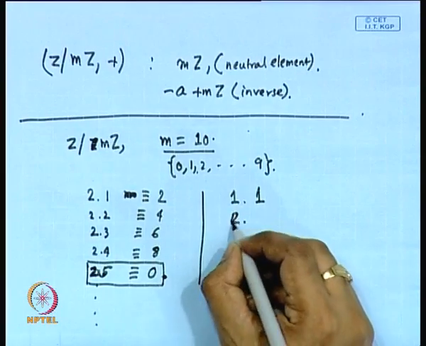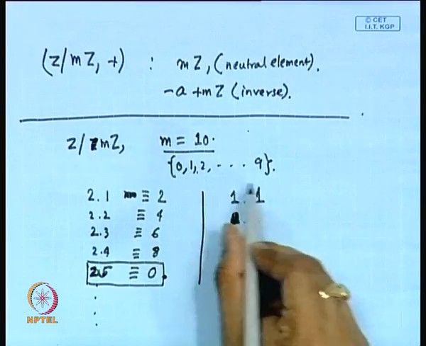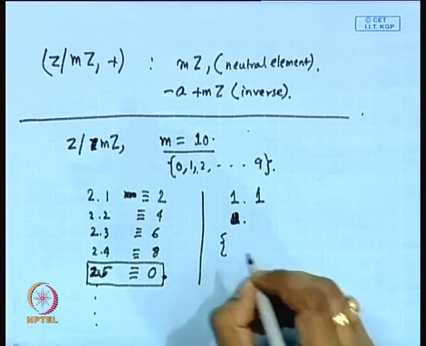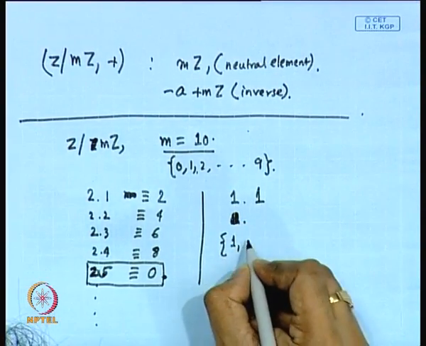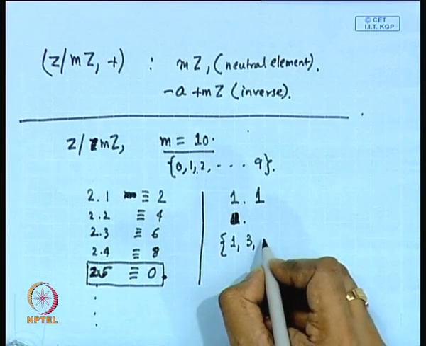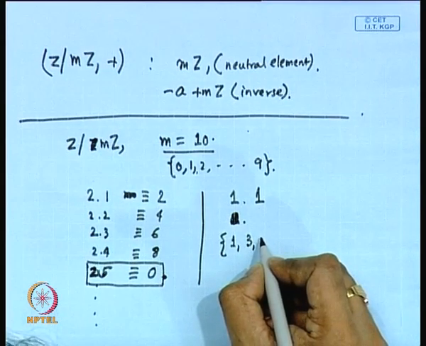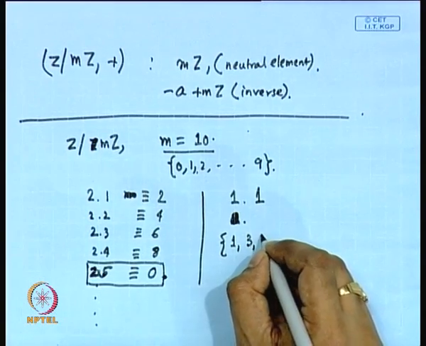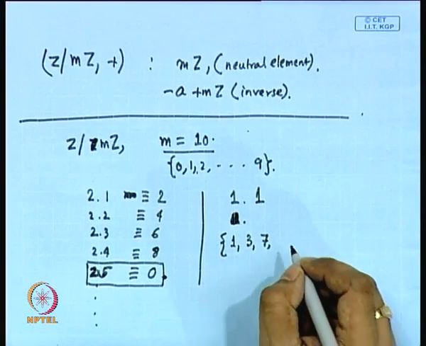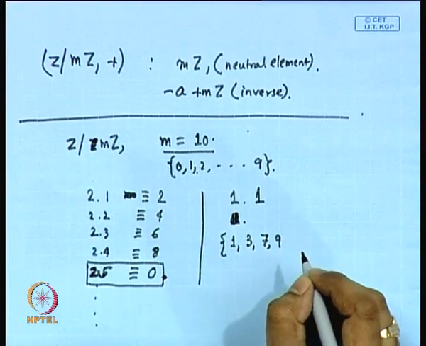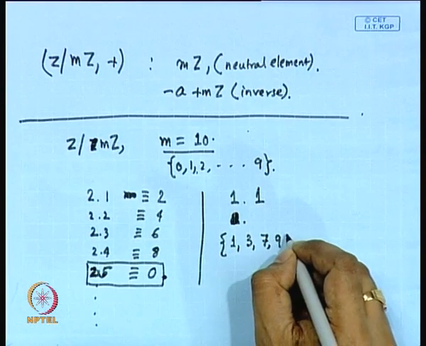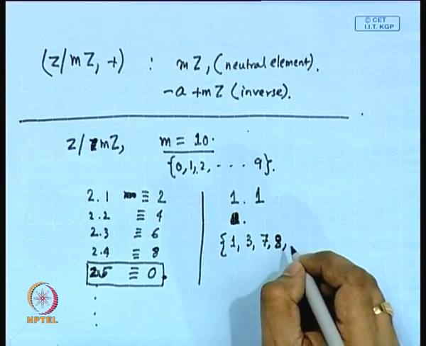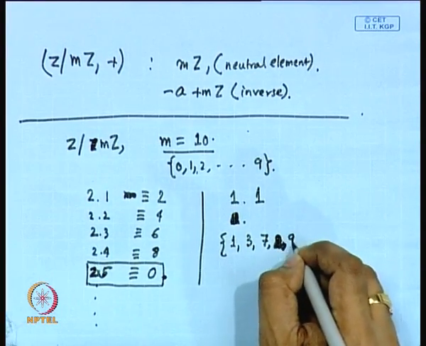The numbers which are invertible in this set from 0 to 9 can be found out like this. 1 will be invertible, similarly 3 will be invertible, 4 will not be invertible, 5 will not be invertible, 6 will not be invertible, 7 will be invertible, 8 will not be invertible, 9 will be invertible.